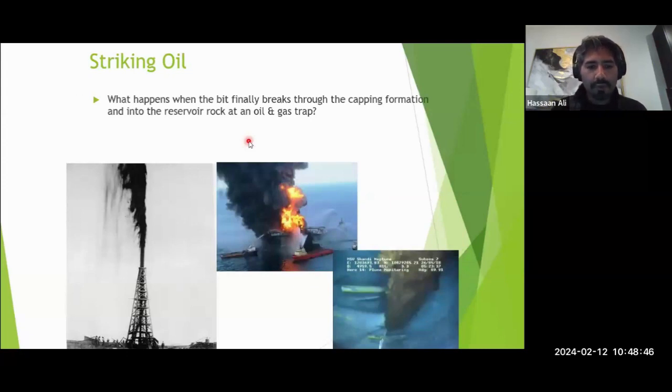What happens if you hit a pay zone and you can't control that? Because once you hit the pay zone, there is so much pressure that it is trying to come up. If you can't control it, you will have an uncontrolled exposure of hydrocarbons at the surface. And this is what we call a blowout. A kick will happen. A kick is when you know that you have hit the pay zone. There will be a pressure spike, and you will be able to see it on your telemetry systems. But if you can't contain that kick, it will turn into a blowout. And that is exactly what happened in some of the disasters in recent history.